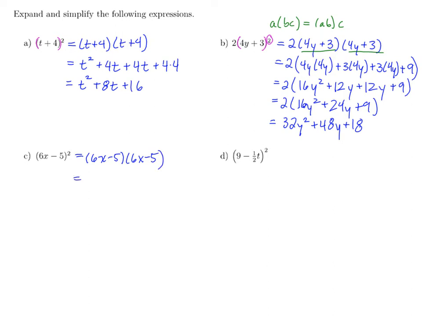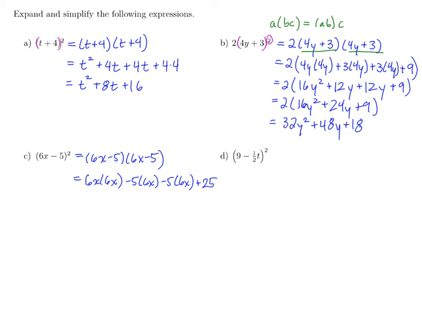And now I can multiply the first terms. I'll get 6x times 6x. And then the outside, I have 6x, and then that term is negative 5. So I have minus 5 times 6x here. And then the inside, I'm going to have the same thing, minus 5 times 6x. And then the last, I have negative 5 times negative 5, which I can write as plus 25.